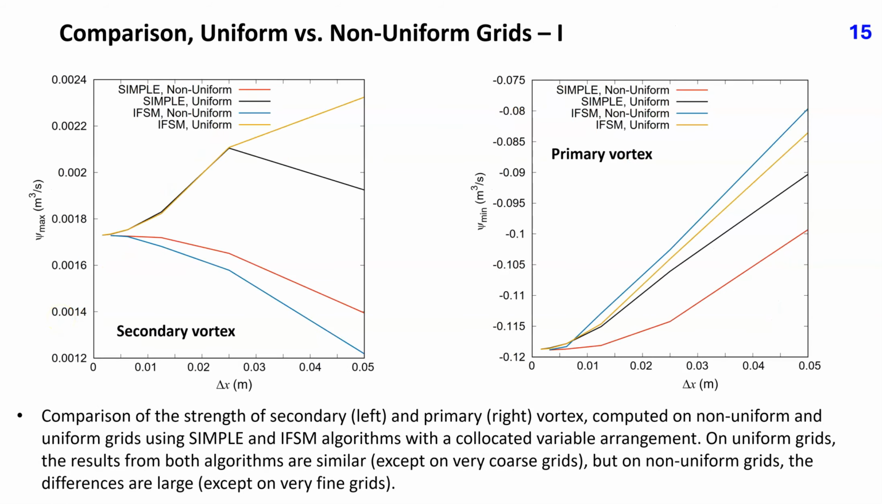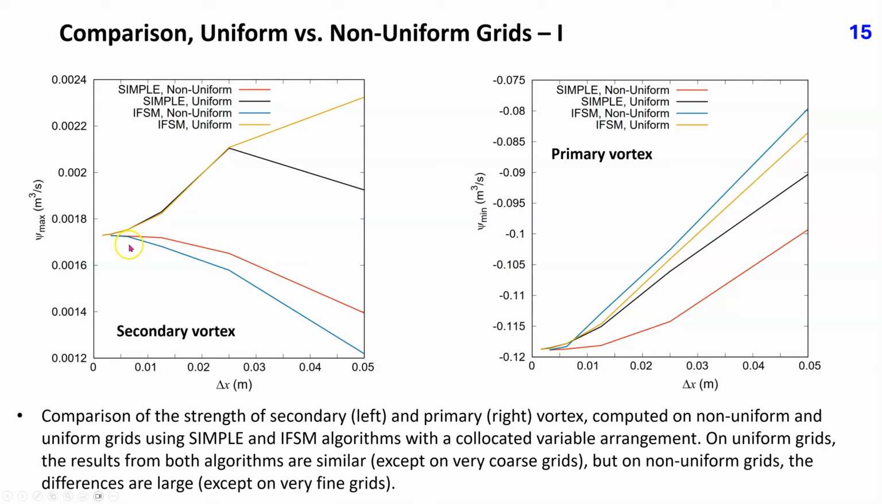These plots show the comparison of the strength of secondary and primary vortex computed on non-uniform and uniform grids using SIMPLE and IFSM algorithms with a collocated variable arrangement. On uniform grids, the results from both algorithms are similar except on very coarse grids. However, on non-uniform grids, the differences are large except on very fine grids.